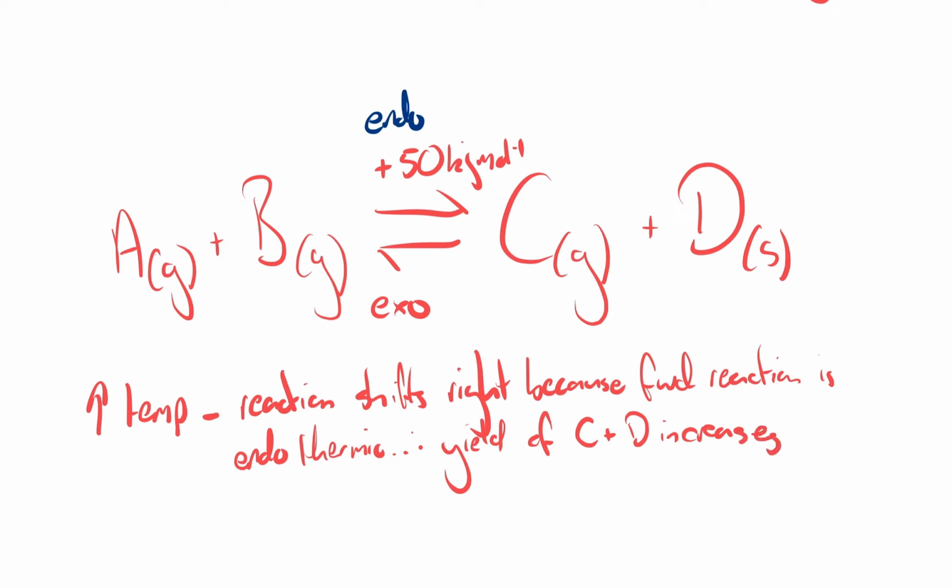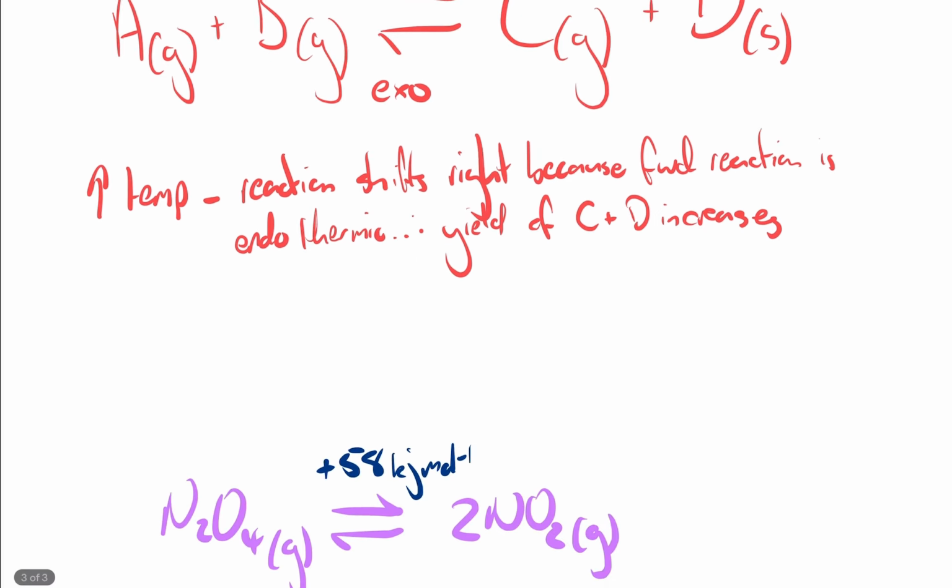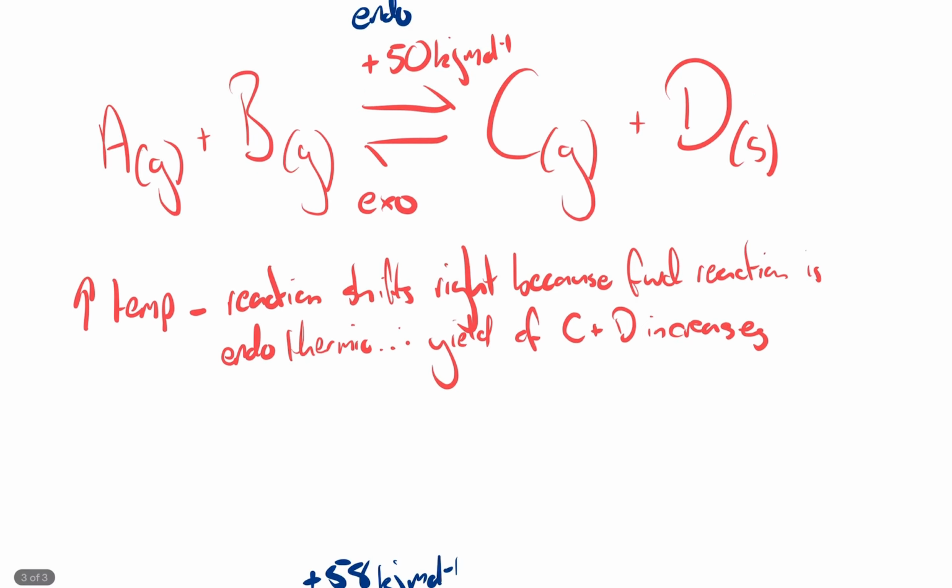So, if we go the other way, if we decrease the temperature, the opposite happens, right? So if we decrease the temperature, the reaction would shift left because the backwards reaction is exothermic, therefore yield of A plus B increases. Right, so this would be sort of interchangeable.